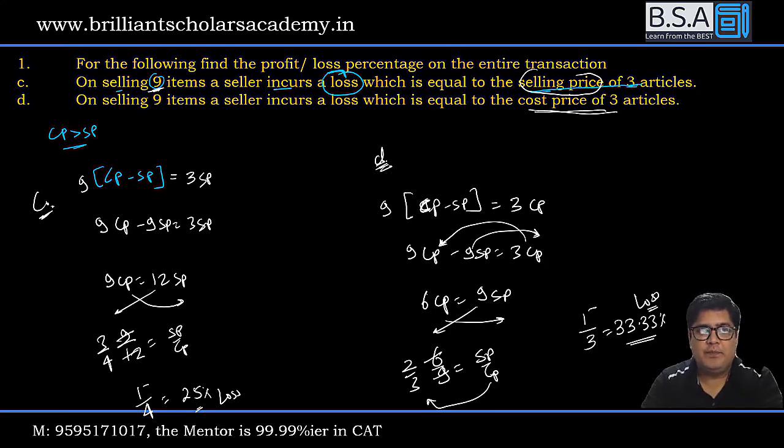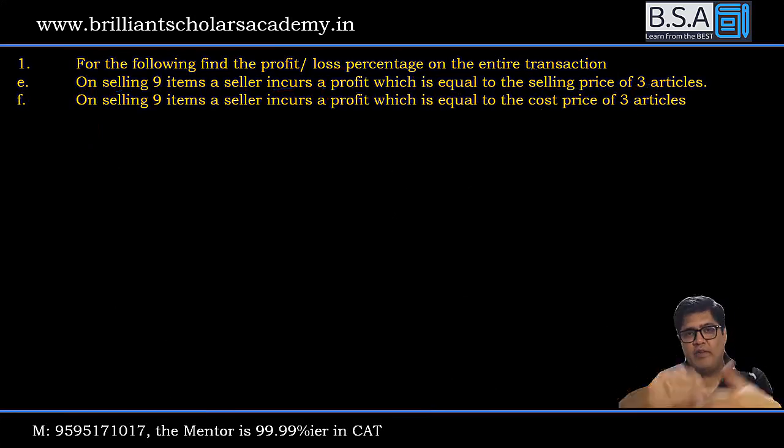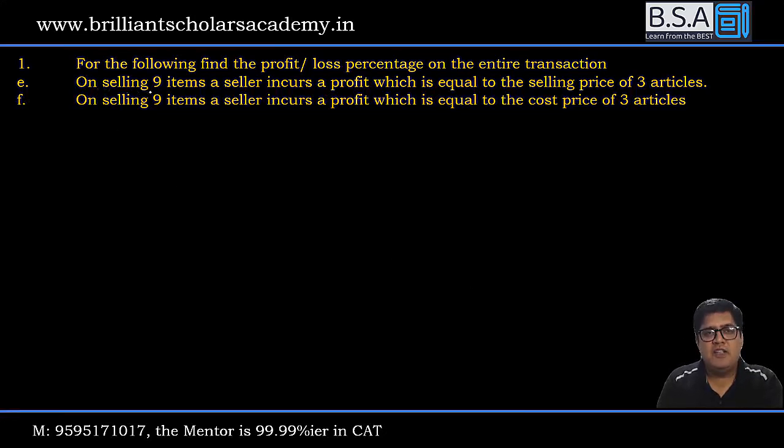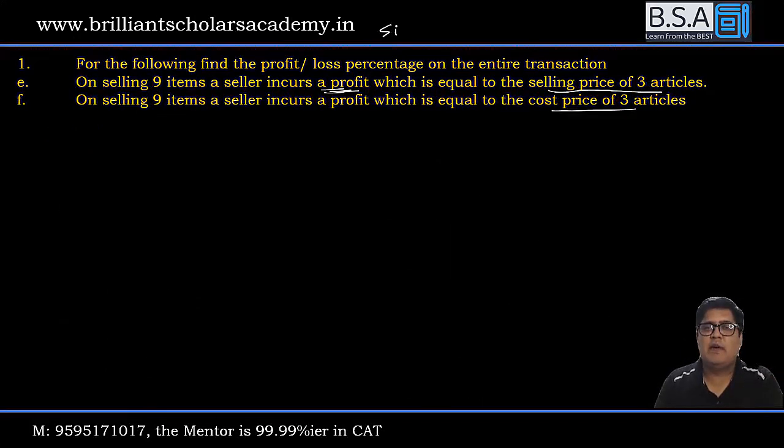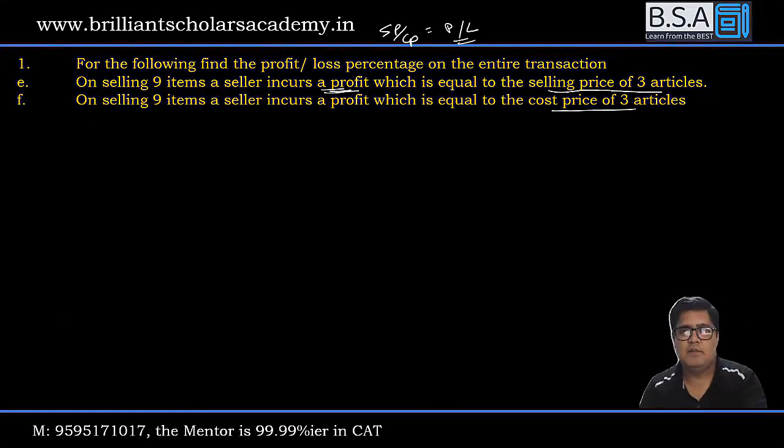So going on to the next slide. More variations of this. On selling 9 items, a seller incurs a profit which is equal to cost price of 3 articles. All 6 questions are variations of the same concept. If you can find SP upon CP, you can find profit, you can find loss. Go ahead, give it a shot.